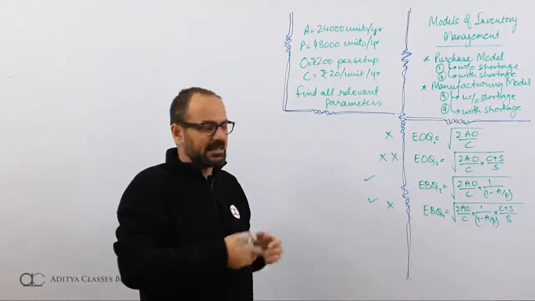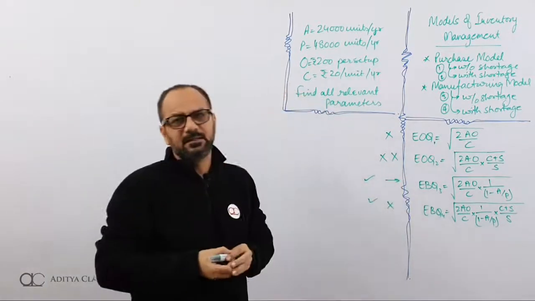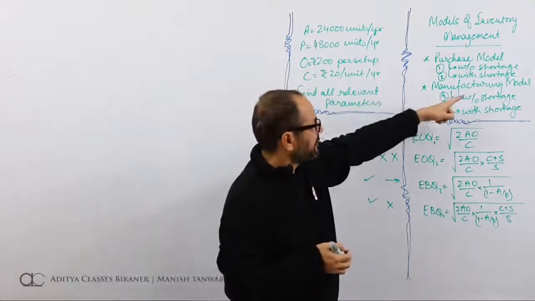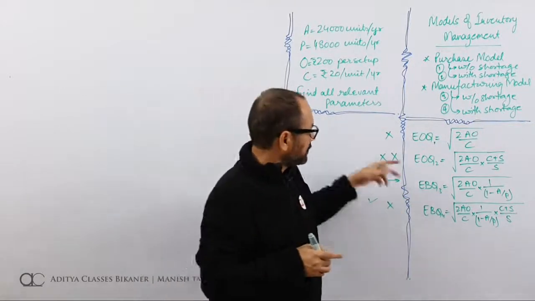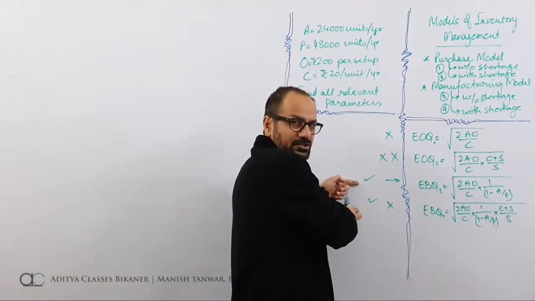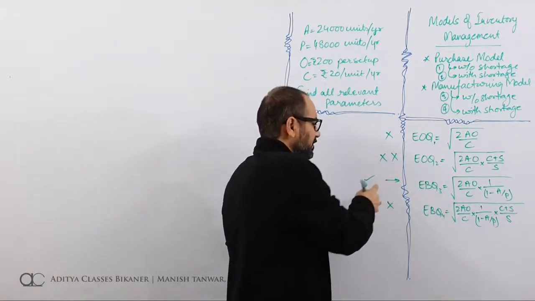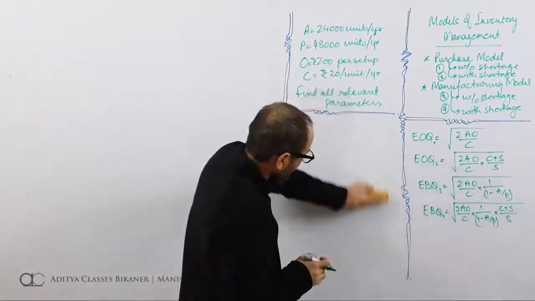So from this analysis, what do we see? We see that our question comes from the third model. What is our third model? It is the manufacturing model without shortage. There is no shortage, but there is a production rate. No shortage meaning these two are gone. There is a production rate meaning out of these two, I zero in on the third model. So my model is the third one.